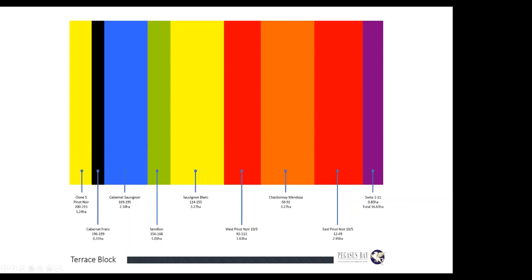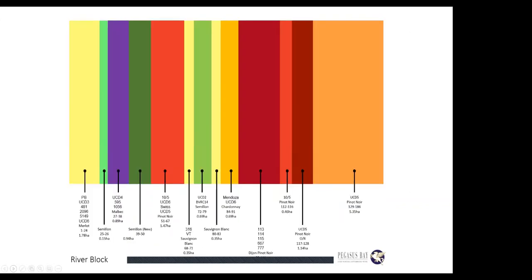Yep, there's another clone there, 10 bar 5. We've got Sauvignon, which is where our Sauvignon Semillon blend comes from, the Semillon next door to it. And then we've got some red Bordeaux varietals, Cabernet Sauvignon, Cabernet Franc there, and then clone 5, Pinot Noir there as well. So we'll just jump to the next slide there.